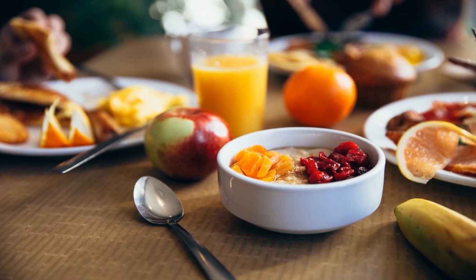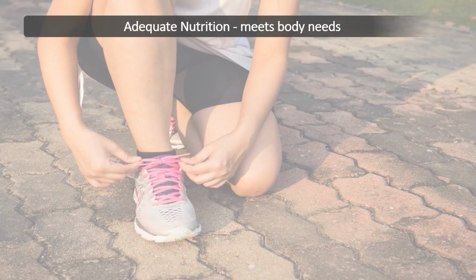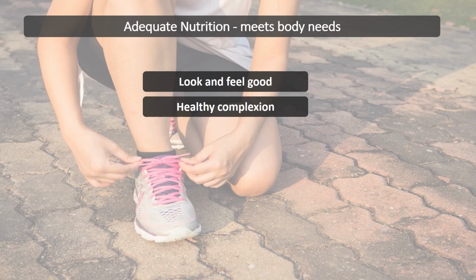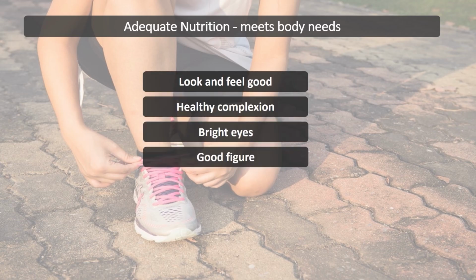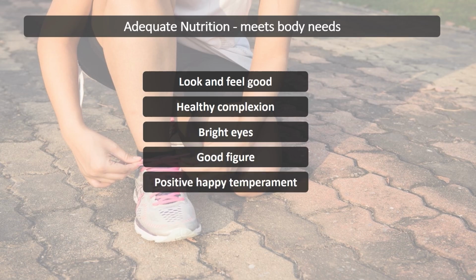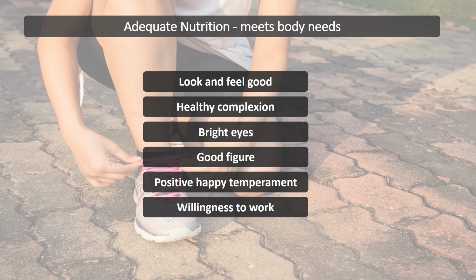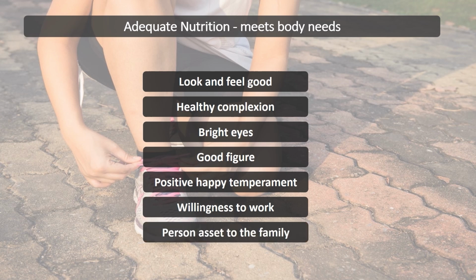Well learners, you now have a good understanding of what comprises an adequate diet. Adequate nutrition will meet our body needs, and you would notice that when you are in a state of good nutrition, you will look and feel good. You will have a healthy complexion, bright eyes, good figure, positive, happy temperament. There will be a willingness to carry on the day-to-day activities, and such an individual will be productive, an asset to the family and community.